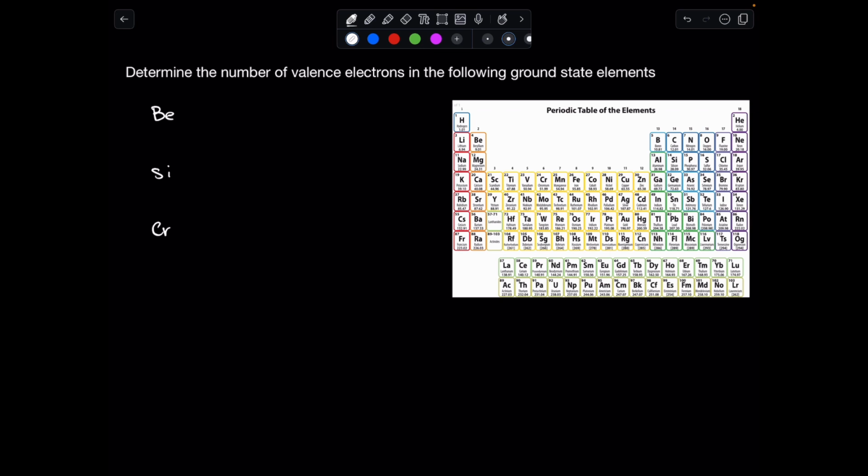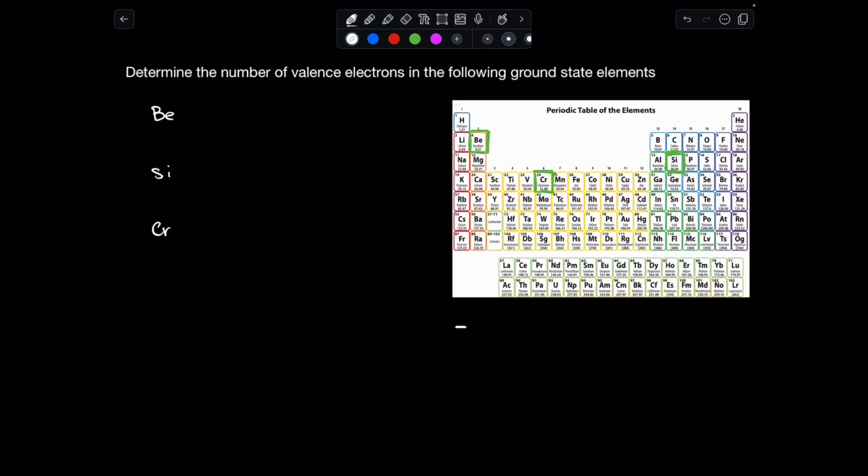Now you can see here that we have our beryllium right here. We have our silicon over here to our right, next to aluminum. And then we have our chromium, which should be sitting right here in the middle. There it is, number 24. So we have those three elements that we're going to work with. Now it's a little bit difficult to see from here, but let me redraw this to give you a better idea of what we're looking at.